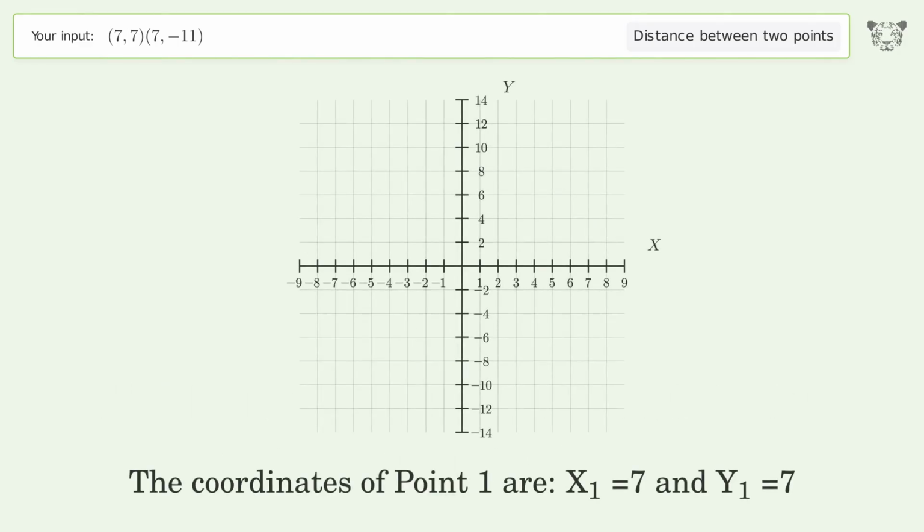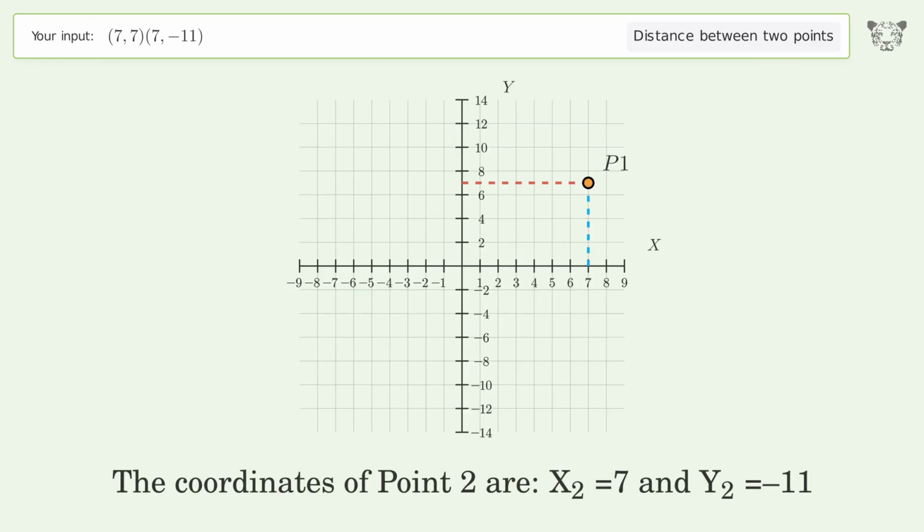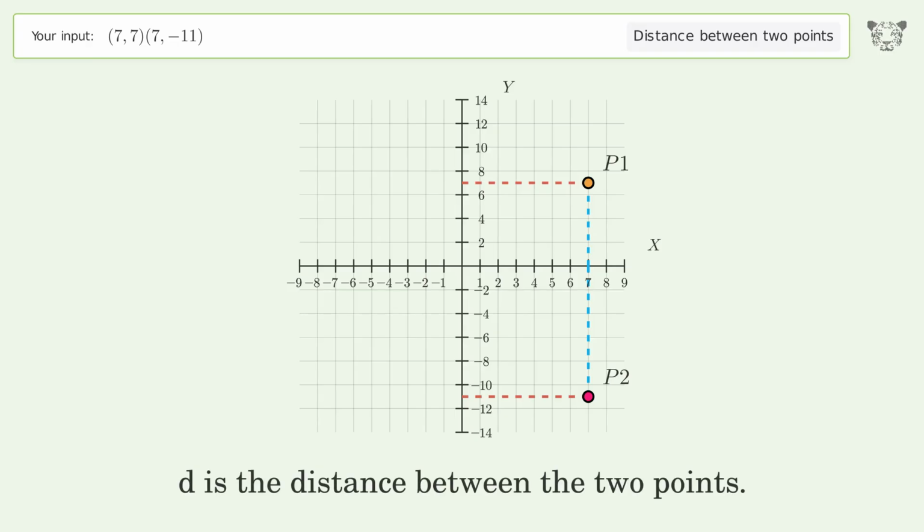The coordinates of point 1 are x1 equals 7 and y1 equals 7. The coordinates of point 2 are x2 equals 7 and y2 equals -11. D is the distance between the 2 points.